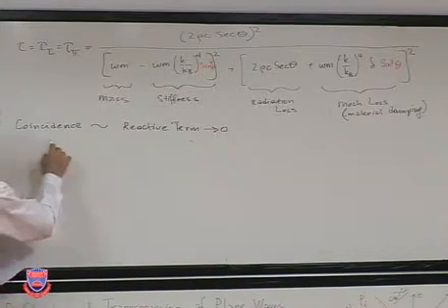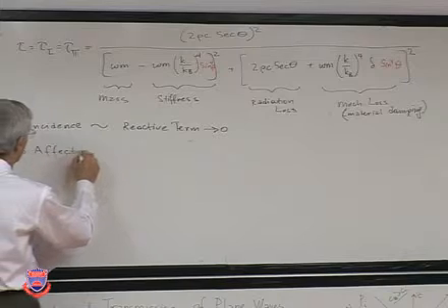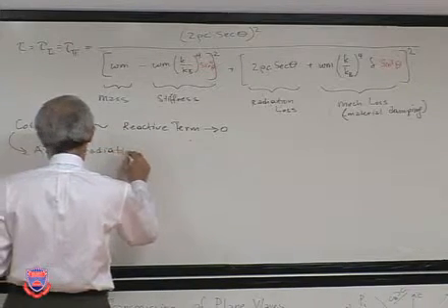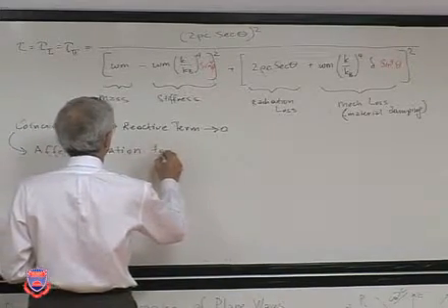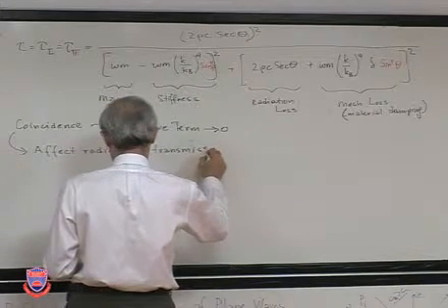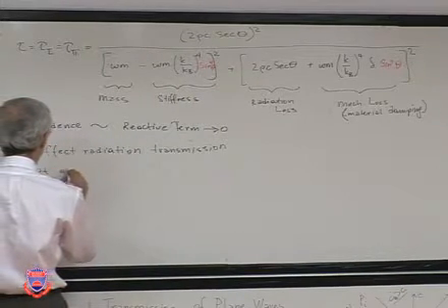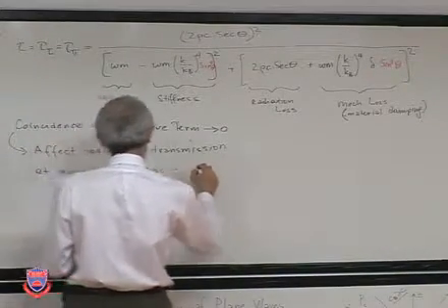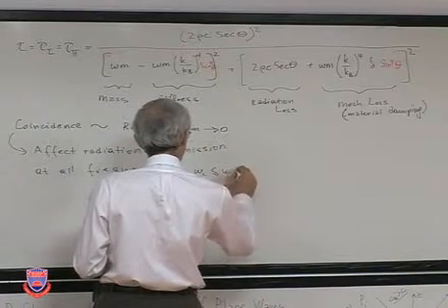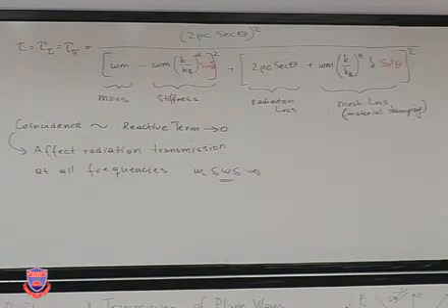So coincidence affects radiation transmission at all frequencies in the range above the coincidence frequency, okay? Above the coincidence frequency, because this is a transmission problem.